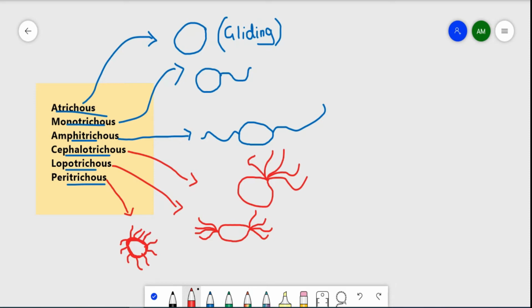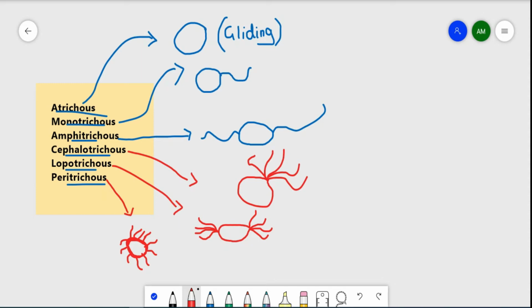So this is how we separate bacteria into categories based on the number of flagella present: Atrichous, Monotrichous, Amphitrichous, Cephalotrichous, Lophotrichous and Peritrichous. When you consider Atrichous, they have no flagella, Monotrichous has one flagellum, Amphitrichous has flagella at both ends, Cephalotrichous has many flagella at one end, Lophotrichous have many flagella at both ends, and Peritrichous have flagella all over the body.